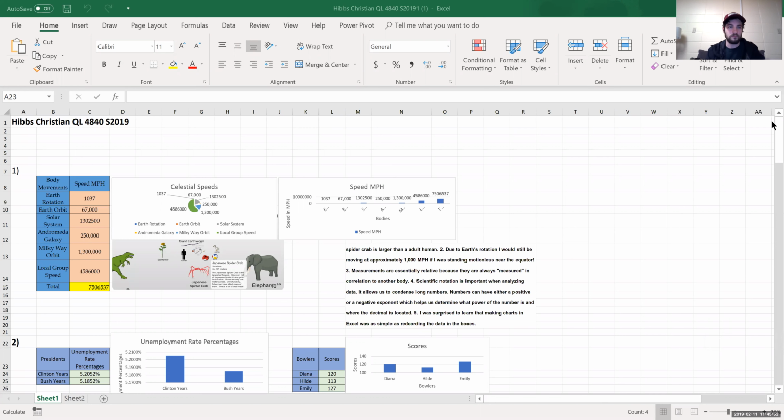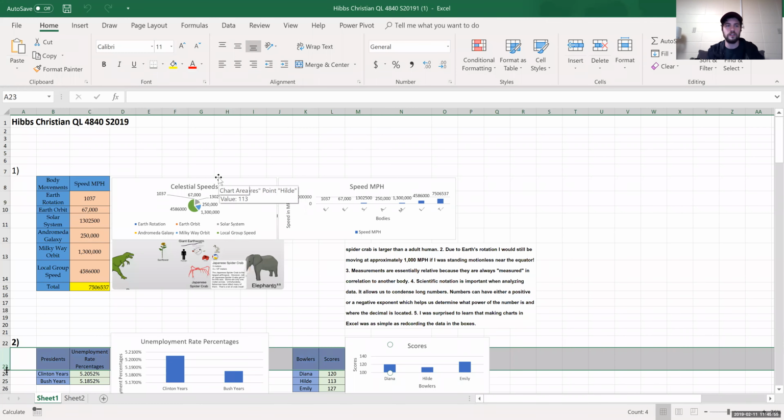As you can see, the first section, we studied Earth orbit, solar system, Andromeda galaxy, Milky Way orbit. We were studying speeds, but what we learned is that they're completely relative. The best example I could give is I'm moving 0 miles per hour right now. If I was at the equator, sitting in a chair like I am now or couch, you could say I'm moving 0 miles per hour.